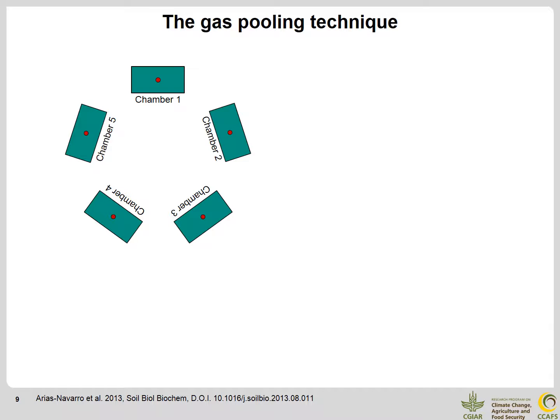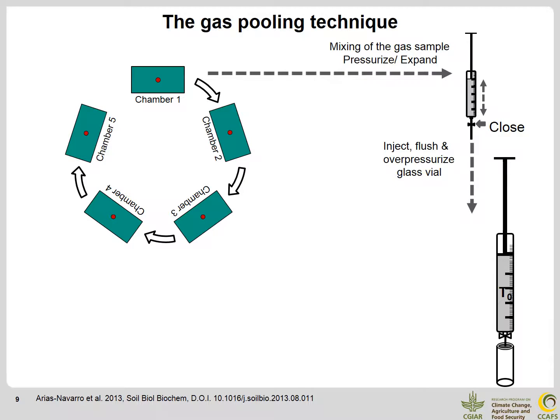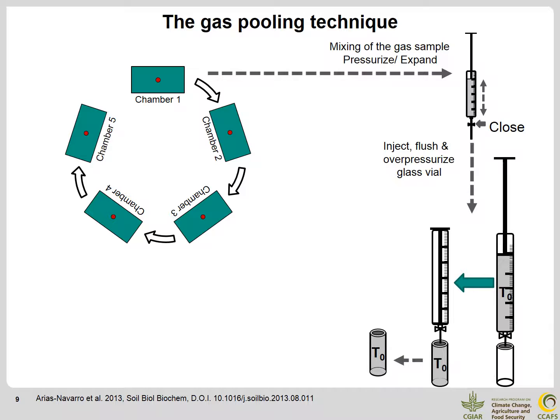When applying the gas pooling technique, a set of chambers is usually placed at the plot level. Right after chamber deployment, a subsample from each chamber is taken with a single syringe. The gas sample is mixed inside the syringe and subsequently transferred to a glass vial. This constitutes the gas sample at time 0. At fixed time intervals, usually 10 to 15 minutes, the procedure is repeated, generating a total of 4 gas samples, 1 for each interval after chamber deployment.